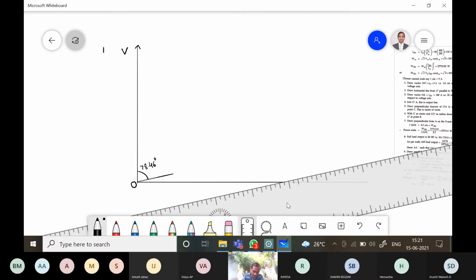So this is called as I naught. This point is called as O dash. O dash is called as I naught.